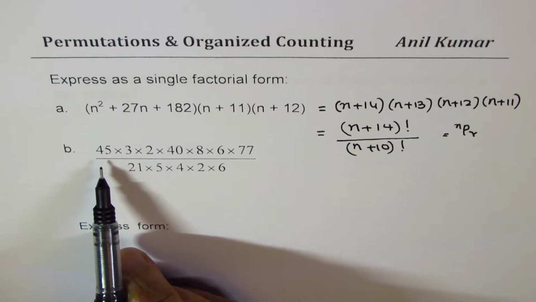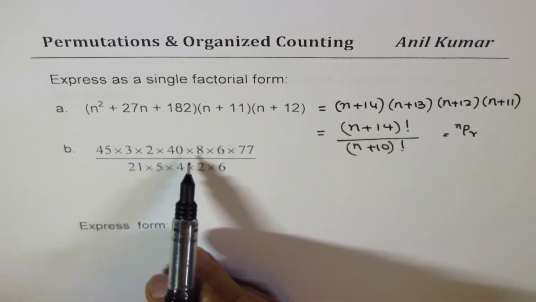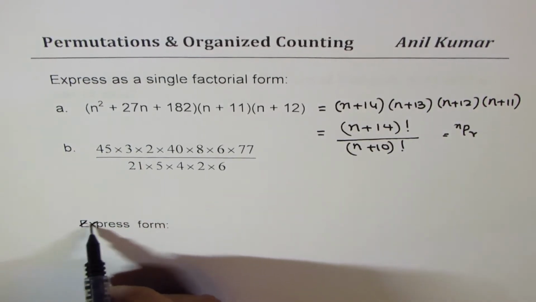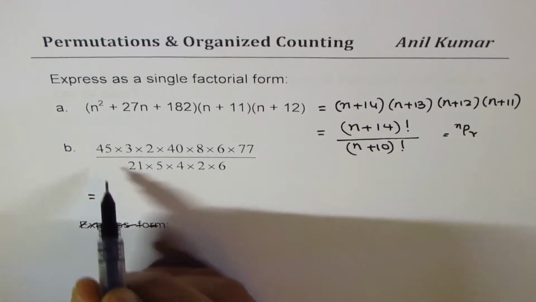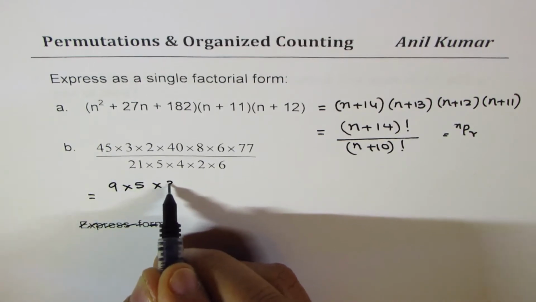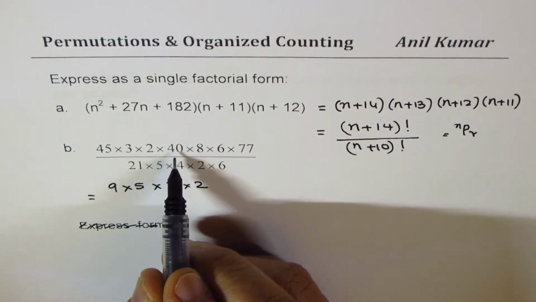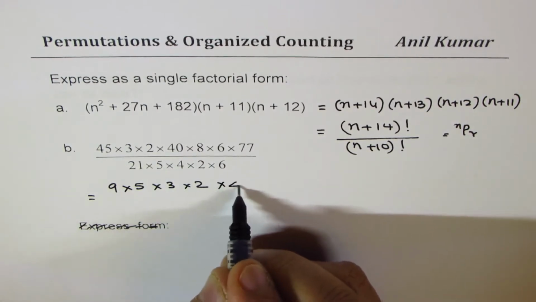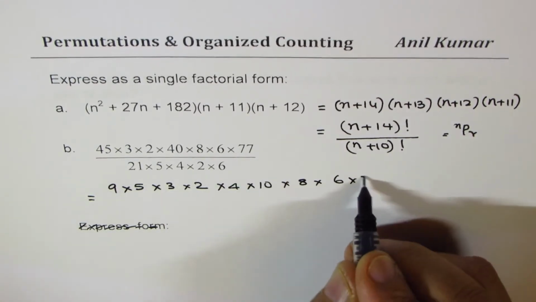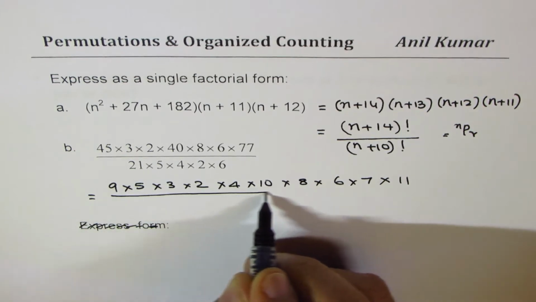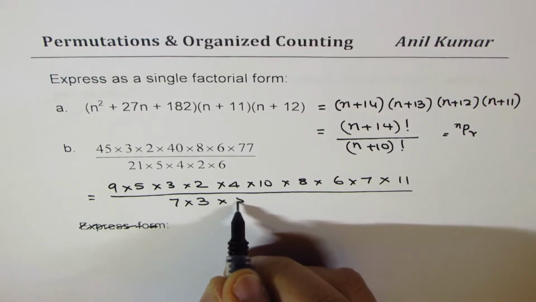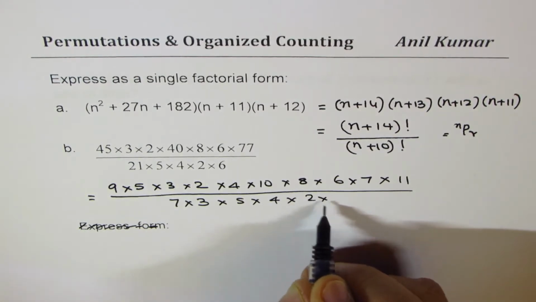The next question here is 45 times 3 times 2 times 40 times 80 times 6 times 77 divided by all that. Now here we could actually factor 45 and write this as 9 times 5. We have times 3 times 2. 40 could be written as 4 times 10, right? 4 times 10. Then we have 8 times 6 times 77 could be written as 7 times 11, right? Divided by 21 is 7 times 3, and we already have 5 times 4 times 2 times 6.